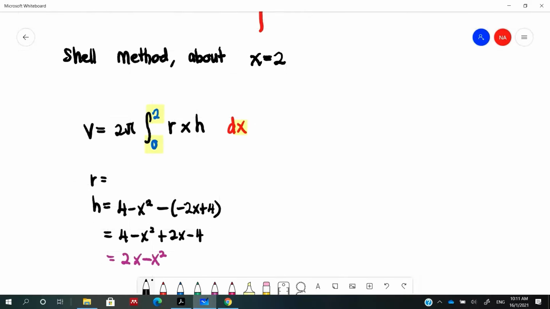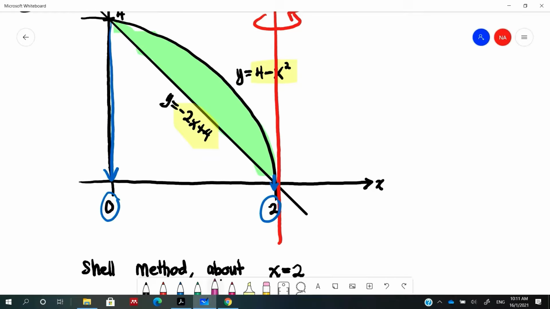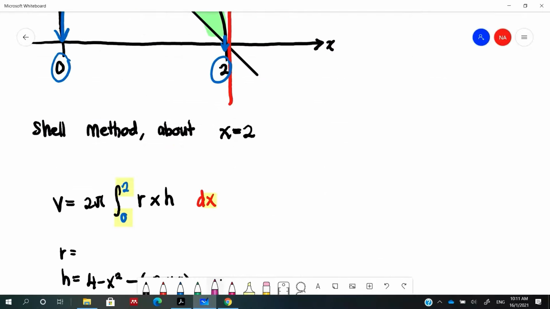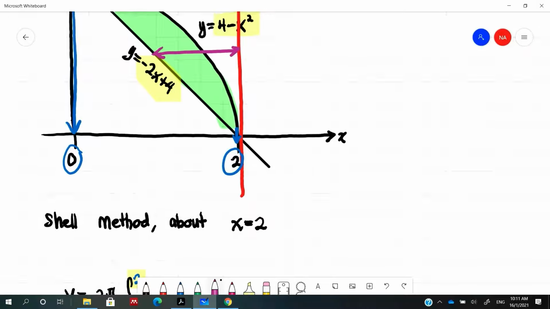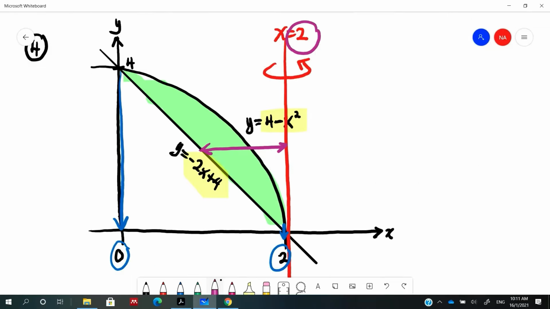Your next task is to find the radius. The radius should be something like this. But now you look at your region, which is at the left side of the axis. In this case, the axis is 2 minus x. Is it x or y? It should be x. Why? Now all our functions are in terms of x. So it should be 2 minus x. That is the formula for the radius.